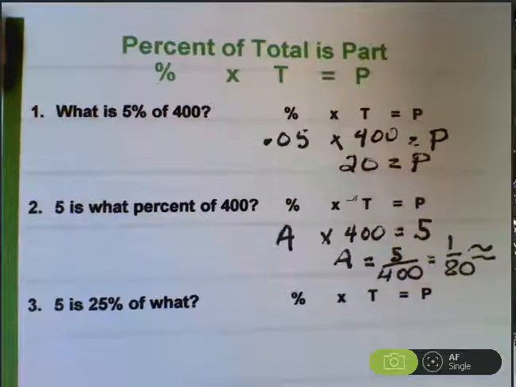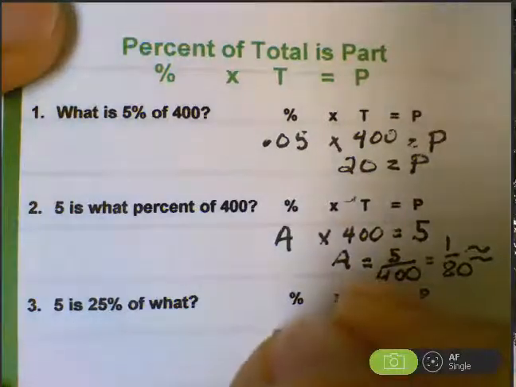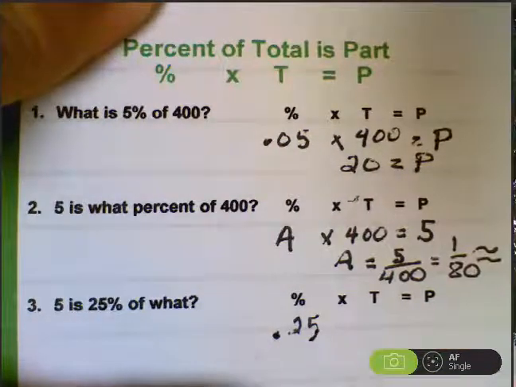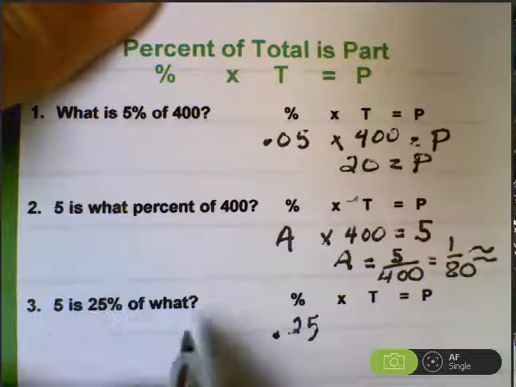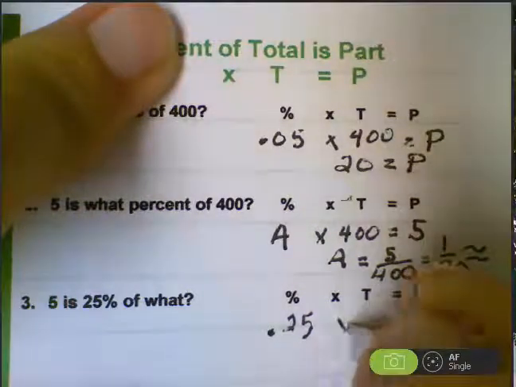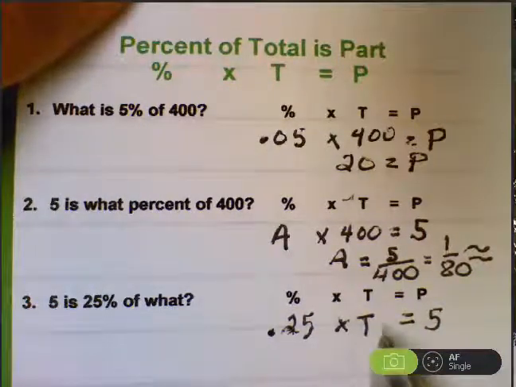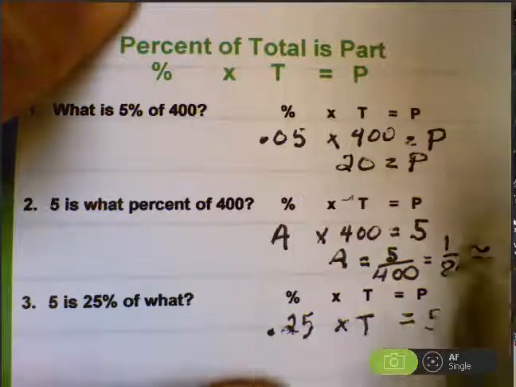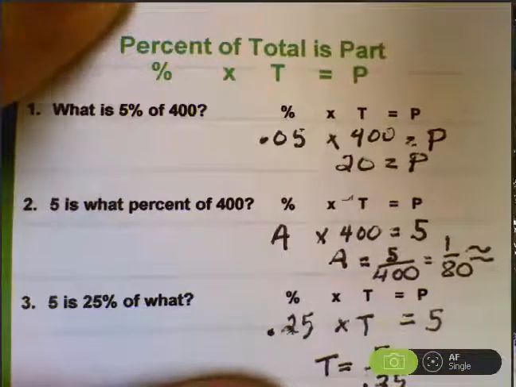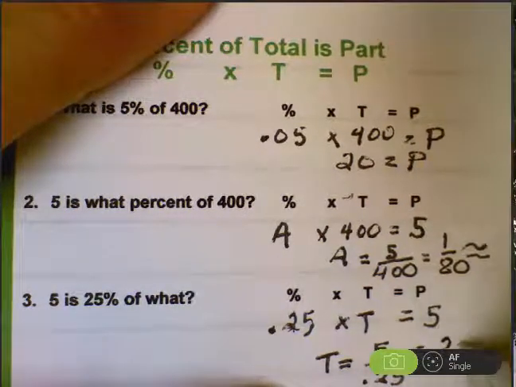Number 3, 5 is 25% of what? Obviously, the 25% is the percent, which I'm going to write as a decimal. 5 is a part of the total that I'm looking for. So I'm going to be careful to put 5 under part, and I can leave T for total. 0.25 times T is 5. I'm solving for T, the total. I just need to divide both sides by 0.25. And 5 divided by 0.25 is 20.